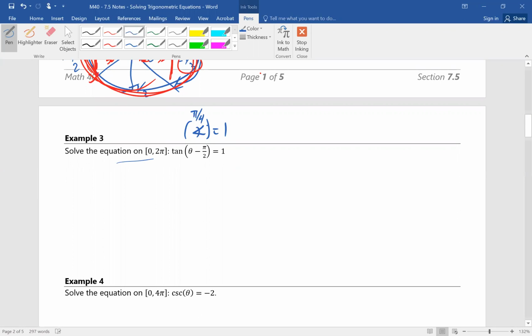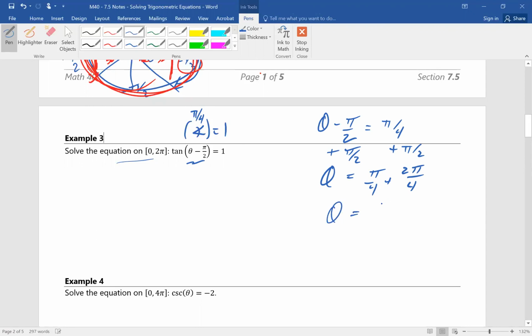So watch this trick that I'm going to do. It's kind of a cheap trick, but I'm going to say, if this whole thing, theta minus pi over 2, if I set that equal to pi over 4, I should be able to find my answer. So add pi over 2 to both sides. So theta is going to be pi over 4 plus, let's get a common denominator, times top and bottom by 2, so 2 pi over 4. My theta is going to be 3 pi over 4.